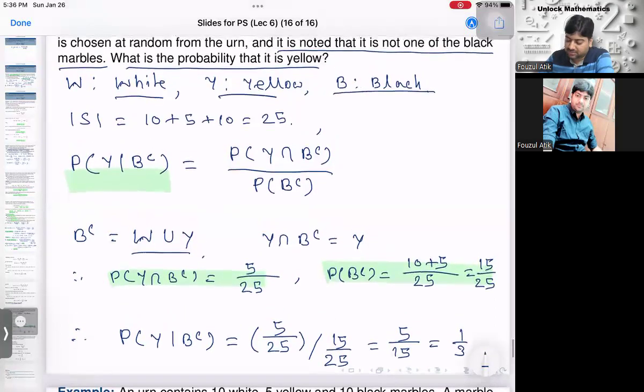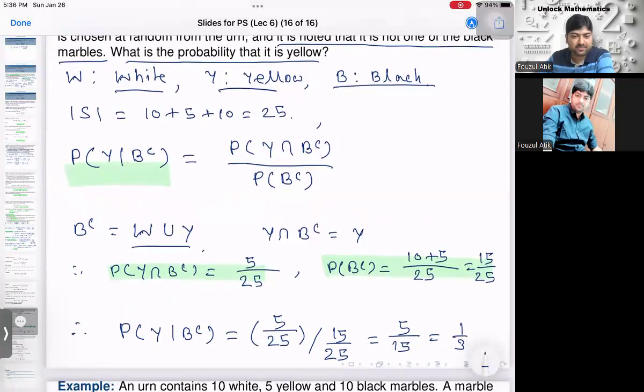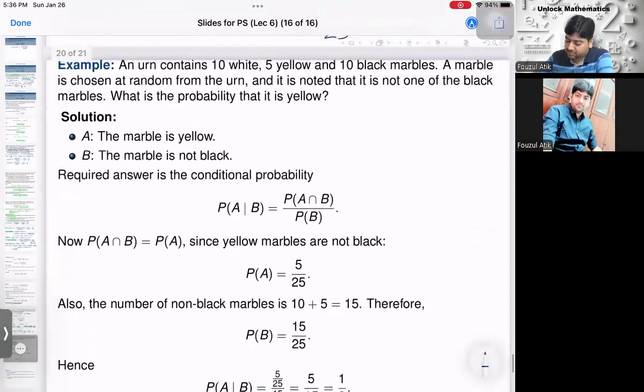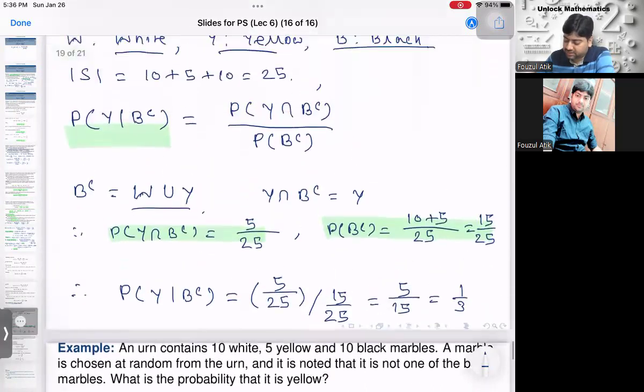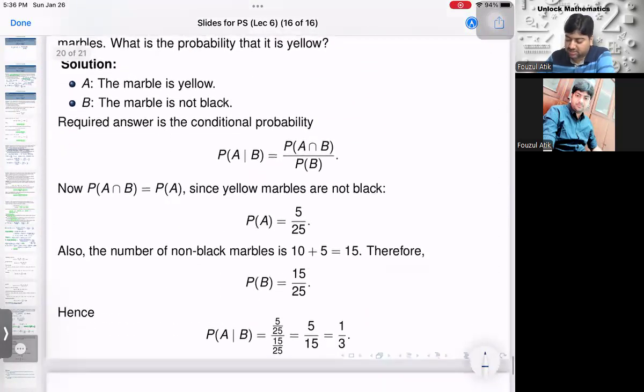Very interesting problem. I hope you understand this, right? So formally, the solution is also given. You can take the snap. Here I have explained it a little more elaborately. You can go through it this way, or it is given very shortly.